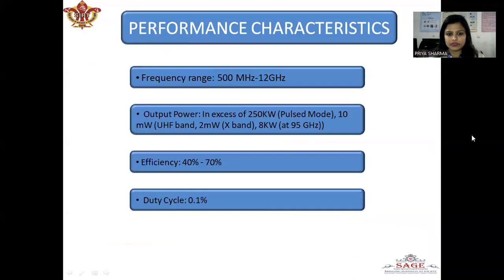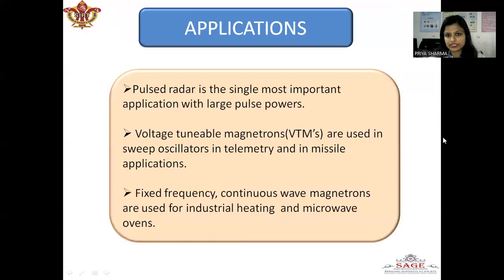Coming to the performance characteristics of a magnetron, its frequency range lies between 500 megahertz and 12 gigahertz. The output power is in excess of 250 kilowatts if used in pulsed mode, 10 megawatts in the ultra high frequency band, 2 milliwatts in X band, and 8 kilowatts at 95 gigahertz. Efficiency lies between 40 and 70 percent, and the duty cycle is 0.1.